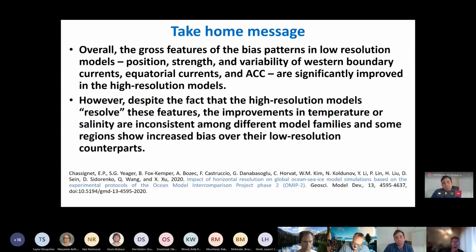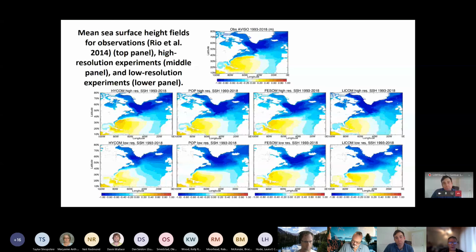But let me go back to the improvement, especially focusing on the North Atlantic. So the high resolution experiments are here at the top, and the lower resolution at the bottom. And the main result is that when you have coarse resolution, the Gulf Stream overshoots in all simulations, and you show some improvements in the separation, like you see in HYCOM, for example.